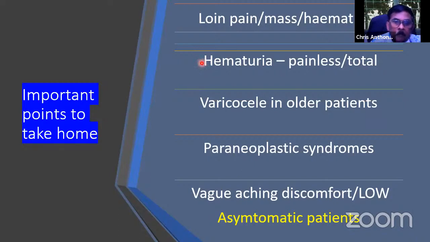Hematuria remains the most important initial symptom that brings the patient to the doctor. The hematuria in renal cell carcinoma tends to be painless and total. Varicocele occurring in older patients should also arouse the suspicion of a renal cell carcinoma in the left kidney. Paraneoplastic syndromes tend to occur in a small number of patients, and this is due to ectopic hormone production. We should also be aware of these manifestations, which land the patient with the wrong doctors for diagnosis.